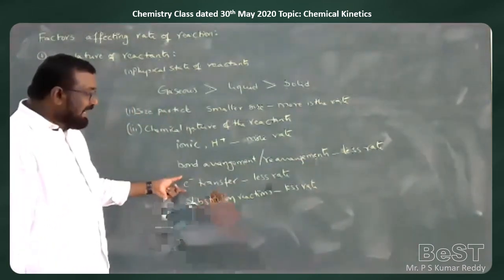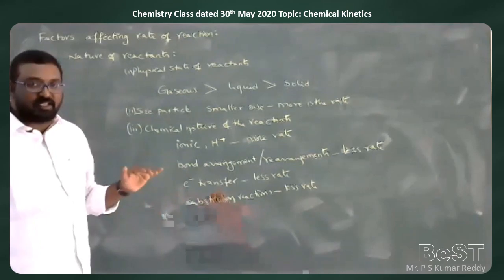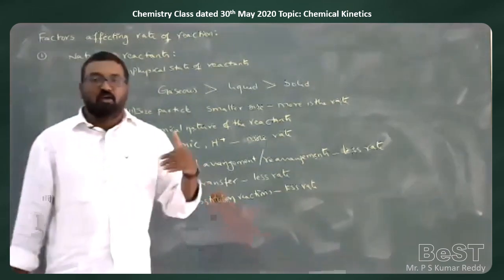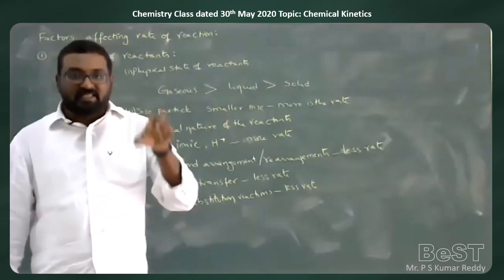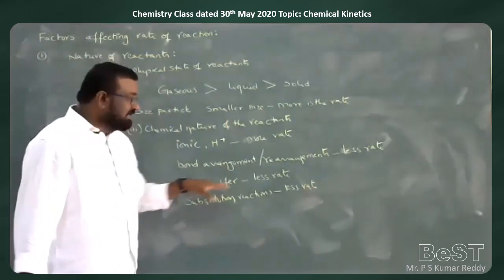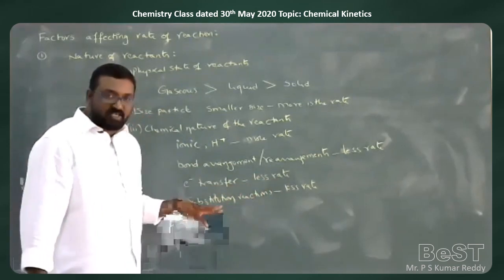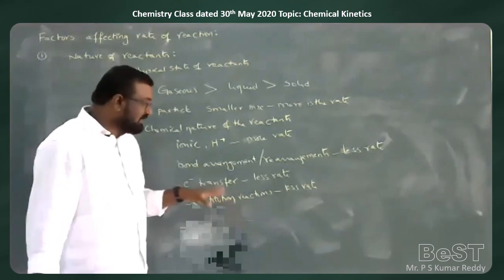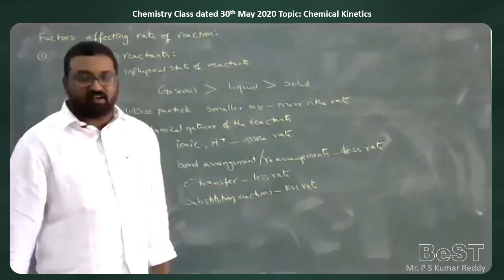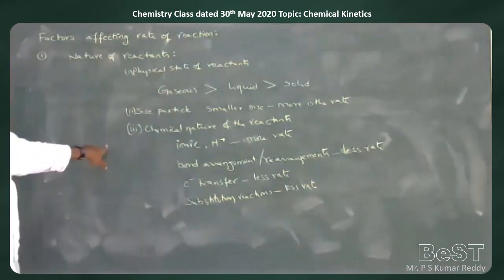In the same way, wherever electron transfer is going on, that is, oxidation and reduction, you know that losing of electrons is oxidation and gaining of electrons is reduction. In such reactions also, the rate of the reaction will be less. In the same way, substitution reactions in organic chemistry also have a less rate of reaction. All come under the nature of reactants only.